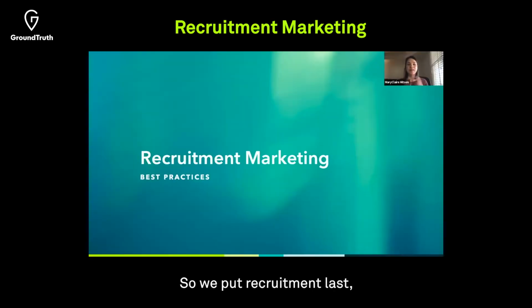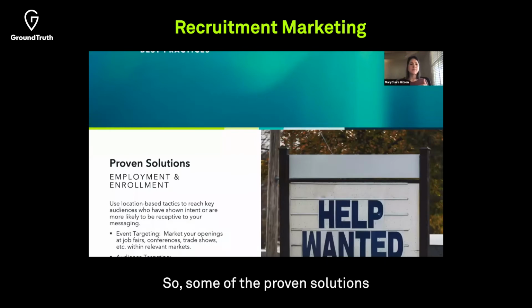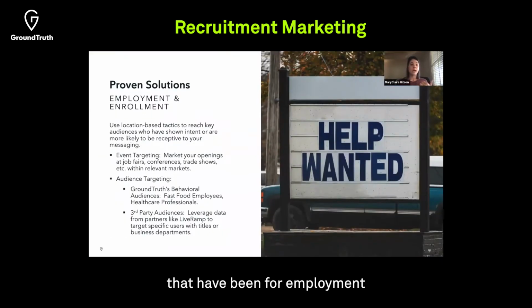So we put recruitment last because a lot of what we just talked about in event marketing is definitely going to apply for recruitment. Some of the proven solutions for employment and enrollment specifically have been event targeting, right? And utilizing those best practices pre, during, and post, to increase your scale and reach.